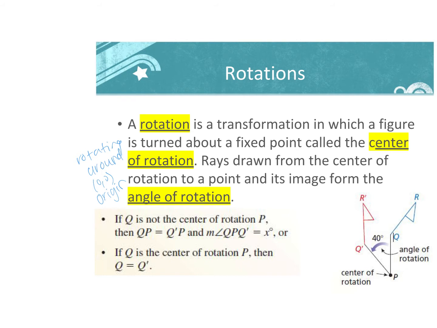Now, if your point lies on the center of rotation, okay? So if my point was the center of this clock and I rotated it 90 degrees, where would my new point be? 90. Oh, wait. 180? The same. Why? Because it lies in the middle, okay? If your point is on the center of rotation and you rotate 90 degrees, same thing.